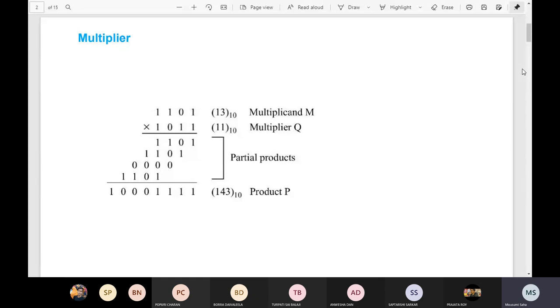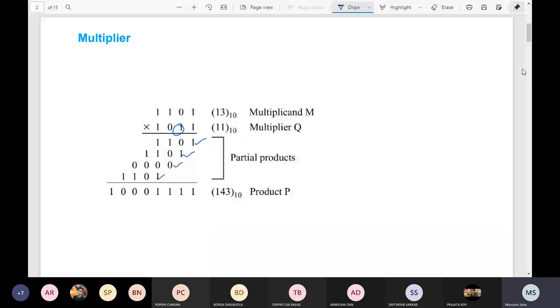If you consider the multiplicand and multiplier, wherever you have the multiplier bit one, at that moment you will have whatever your multiplicand is, and after that you shift to the left, and you consider the second bit of the multiplier, and you will get another partial product. So one by one you have all the partial products.